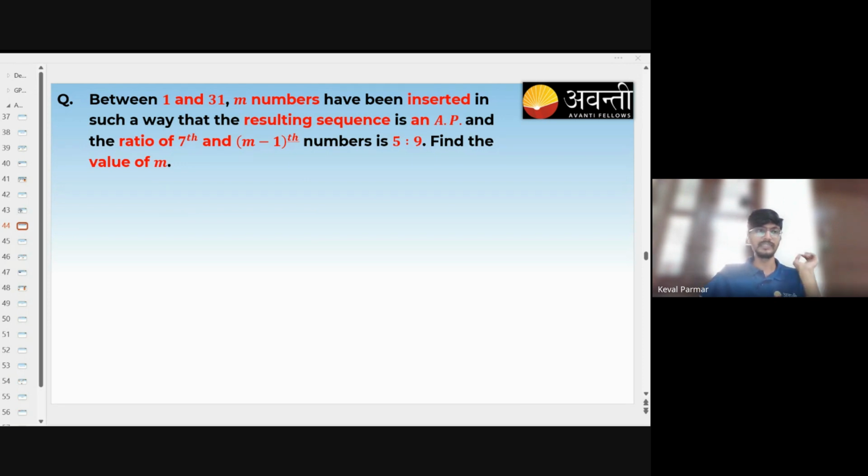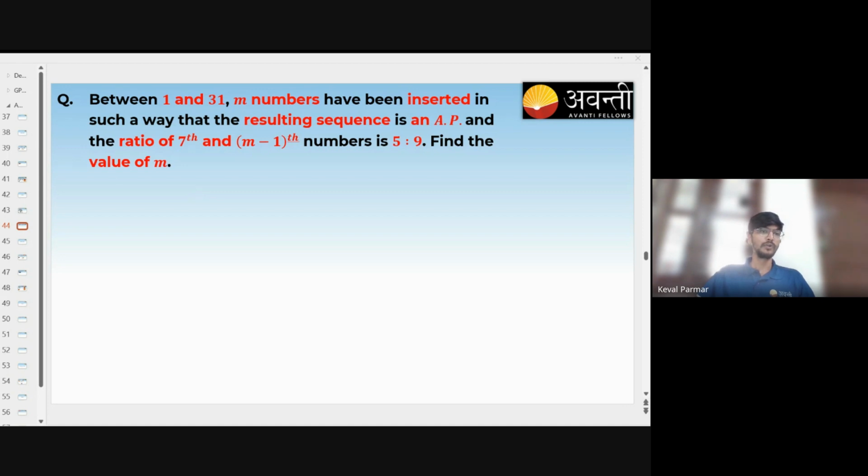So this is also a good question. Here, what are they saying? Let me give you some time to read the question. I'll give you 1 minute. Please read the question and get a grasp of what they are trying to say. I'll also read it. Between 1 and 31, m numbers have been inserted so that the resulting sequence is an AP. And the ratio of the 7th and m minus 1th number is 5:9. Find the value of m.